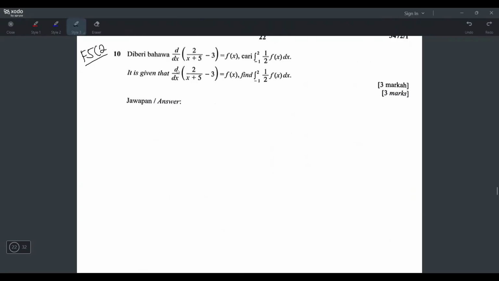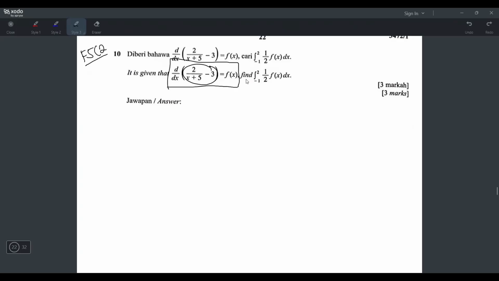Okay, let's do it. It is given that d over dx of 2 over x plus 5 minus 3 equals fx. Find the integral from negative 1 to 2 of 1 over 2 fx dx. If you want to find this integral, you need to use this information. But how? They tell you differentiate this equals to this, but the question asks you to find the integral.